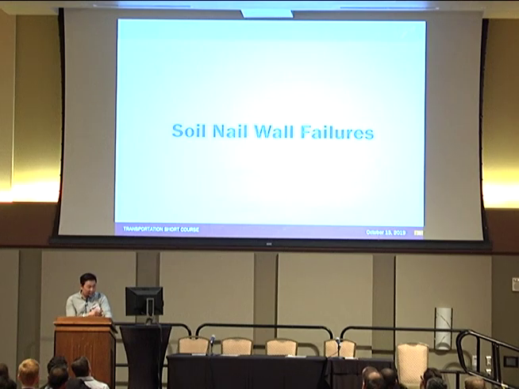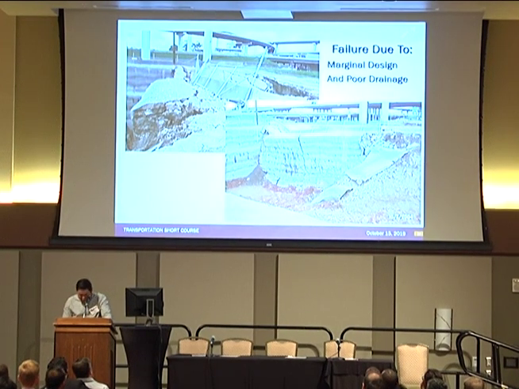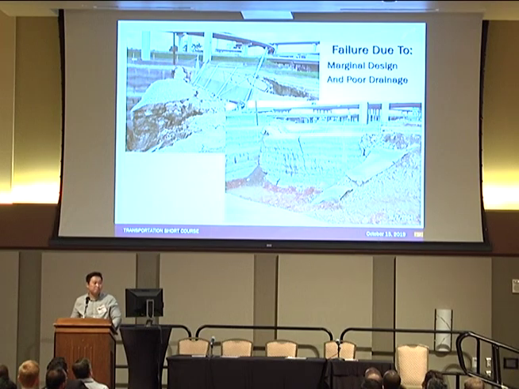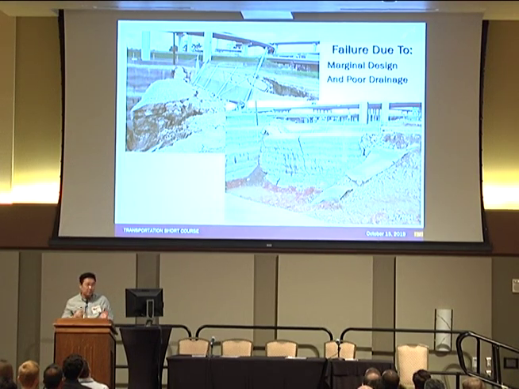Okay. So here are a couple of examples of soil nail retaining wall failure. This picture shows marginal design and poor drainage. During the design phase, the actual soil nail length was underdesigned, and it also didn't account for hydrostatic pressure, or the drainage system was not enough to carry all the water behind the retaining wall.